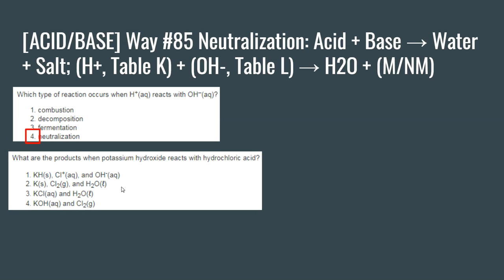Now, what do we form? Well, we always form water and a salt. The salt is formed by taking the nonmetal from the acid and combining it with the metal from the base. So what do we form? We form potassium chloride and, from the hydrogen, H2O. H and OH combine to form H2O. So choice 3 is correct.